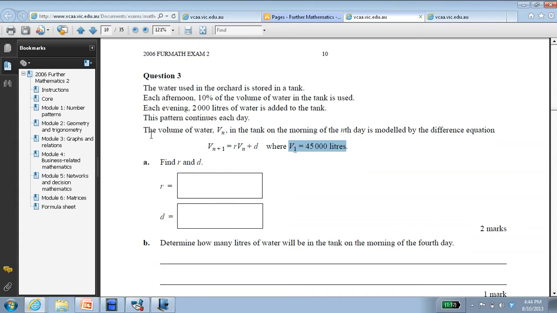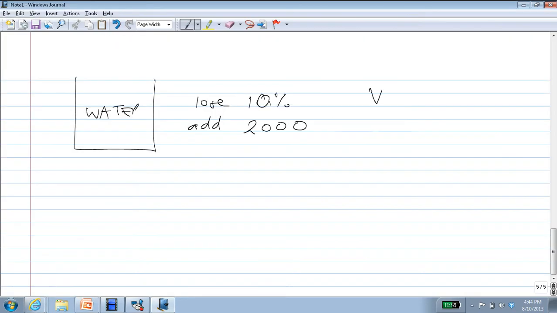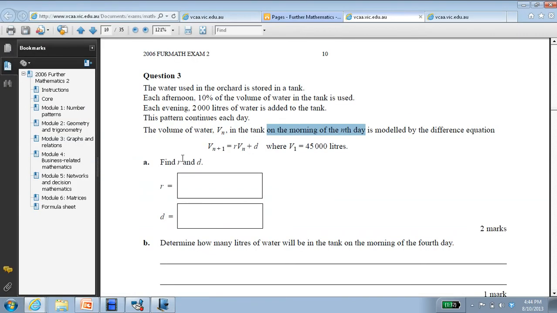Now that is the volume. Vn is representing the volume of water in the tank on the morning of the nth day. So V1 means on the morning of the first day. It's important to note that. V1 is volume in the morning on first day.